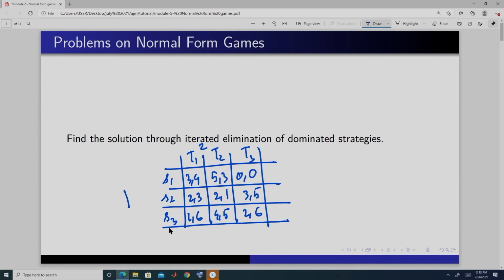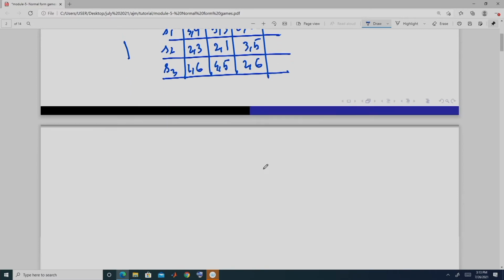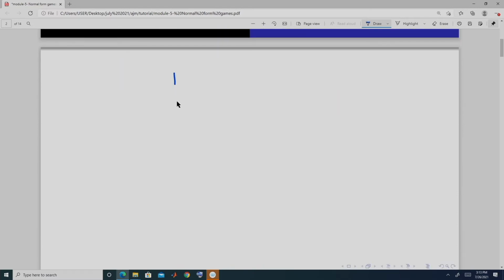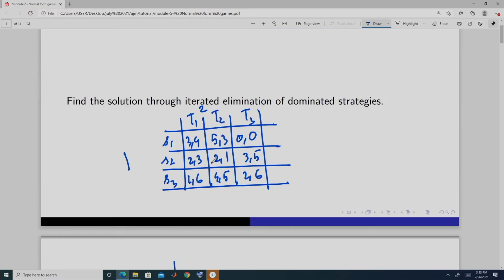Player 1 has 3 actions, that is S1, S2, S3, and player 2 has 3 actions, T1, T2, T3, okay? Now, we want to solve this, find a solution through iterated elimination of dominated strategies. So, if we look at this game, you will see that this 2, 2, 3, okay? 3, 4, 3, 5, 0. But in this case 2, 1, 2, 4. But if you compare T1, T2, we will say 4, 3, 3. So, this can be eliminated.